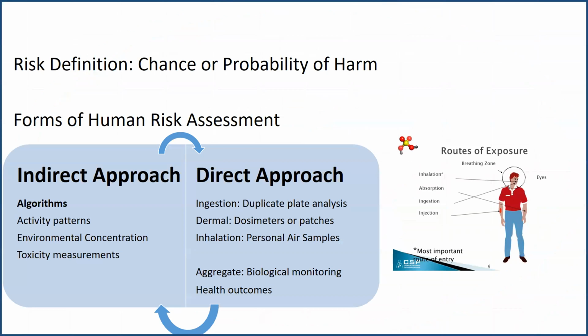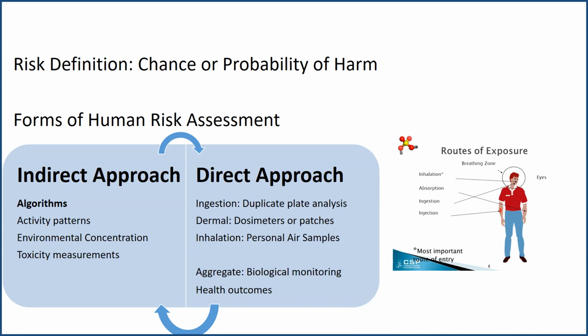Risk is defined as the probability of an adverse outcome. Generally, there are 2 ways to look at risk: an indirect approach and a direct approach. Direct can, for example, mean fitting a subject with a personal sampler and using the mass collected on the sampler to estimate inhalation exposure. We can also use biological monitoring to look at aggregate exposure via all routes. This was done for some cleanup workers during the oil spill.